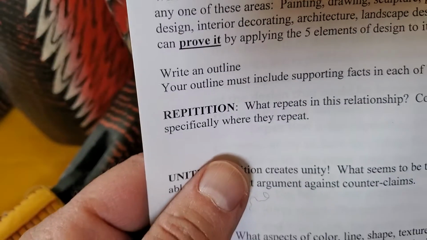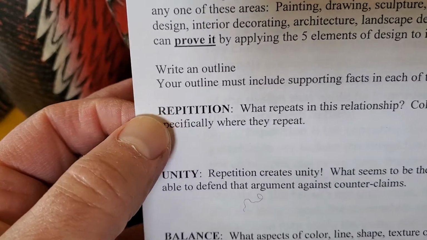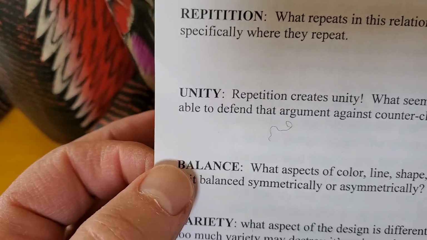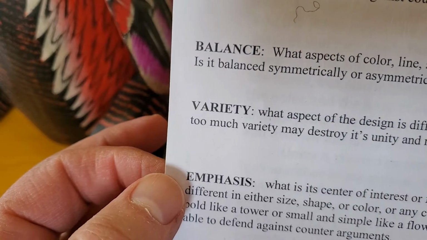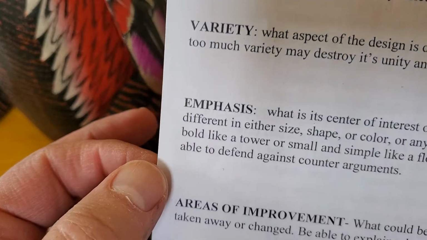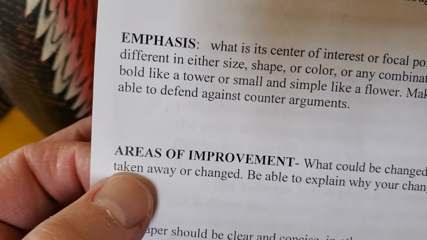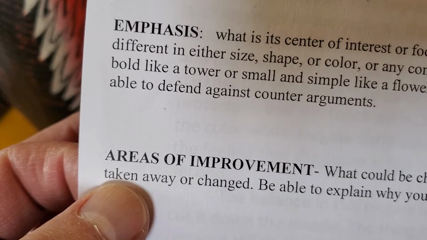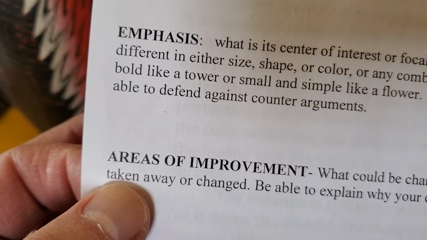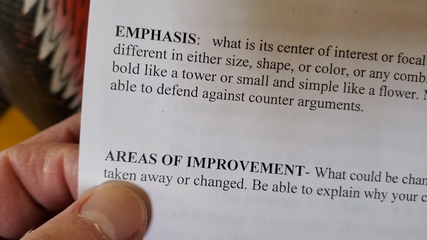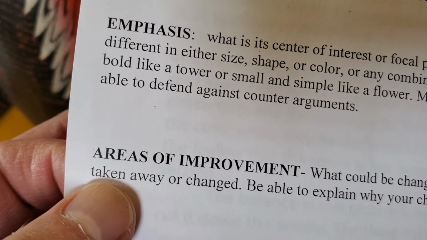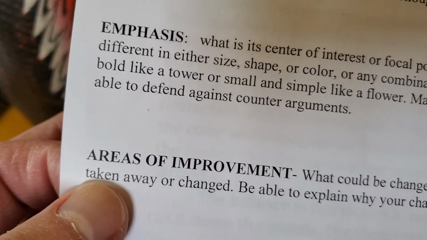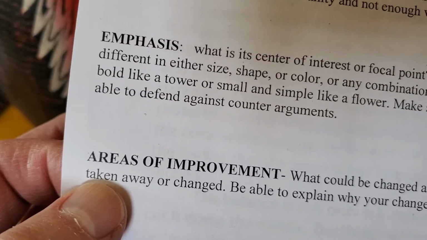Prove it by applying these elements of design: repetition, unity, balance, variety, emphasis, and then the final thing you're going to write about is areas of improvement. If this was your design, what might you do to that design to change it? Either take something away, add something, make something a different size or whatever to make the design better, okay?